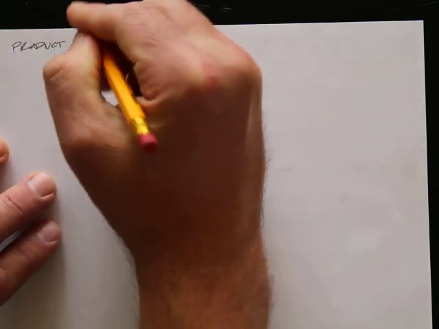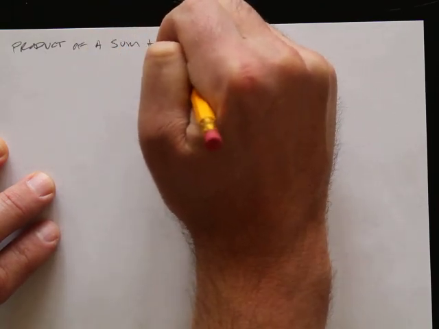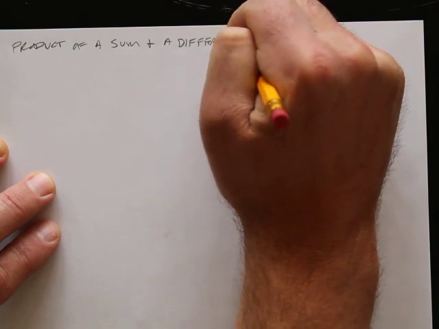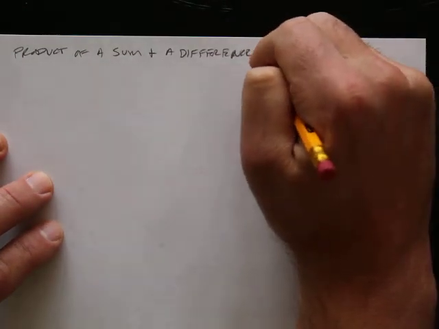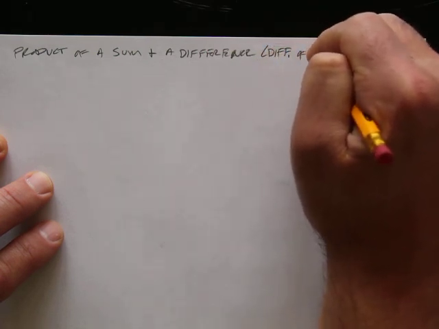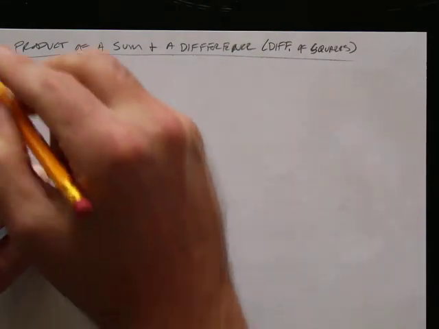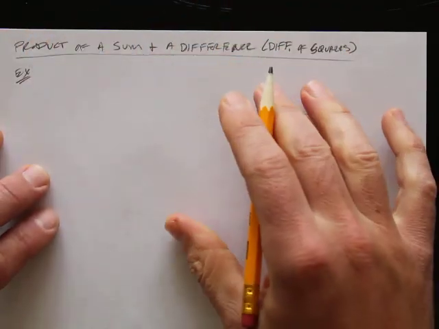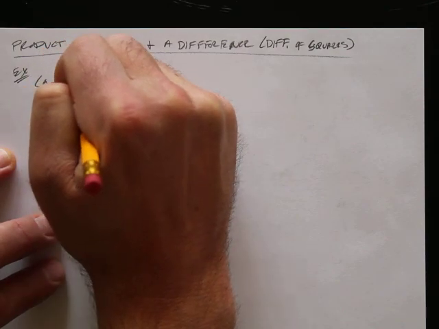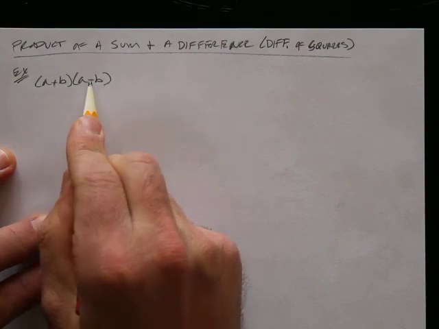Now, here is the part that I really want you to pay attention to more. This is the product of a sum and a difference, and there's a short way that we refer to this. We call it difference of squares. Now this one you're going to use and need to pay attention to. This is if I have a plus b times a minus b. Notice they look exactly the same except one is plus and one is minus.